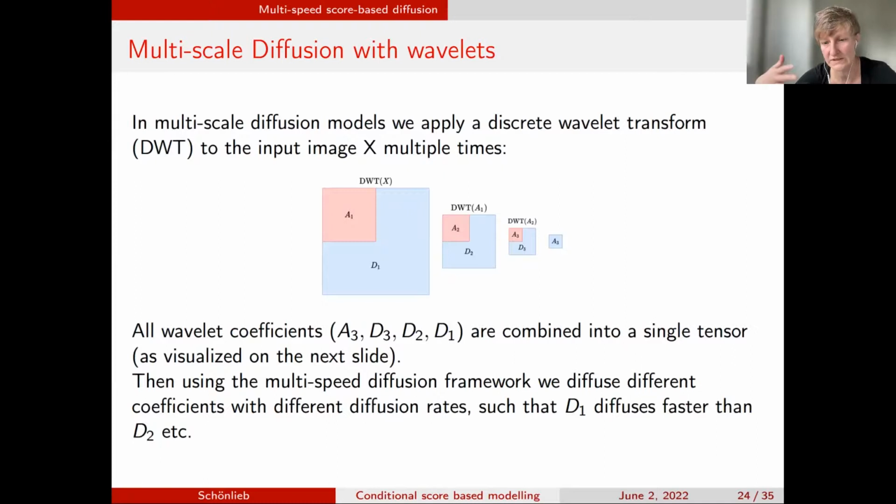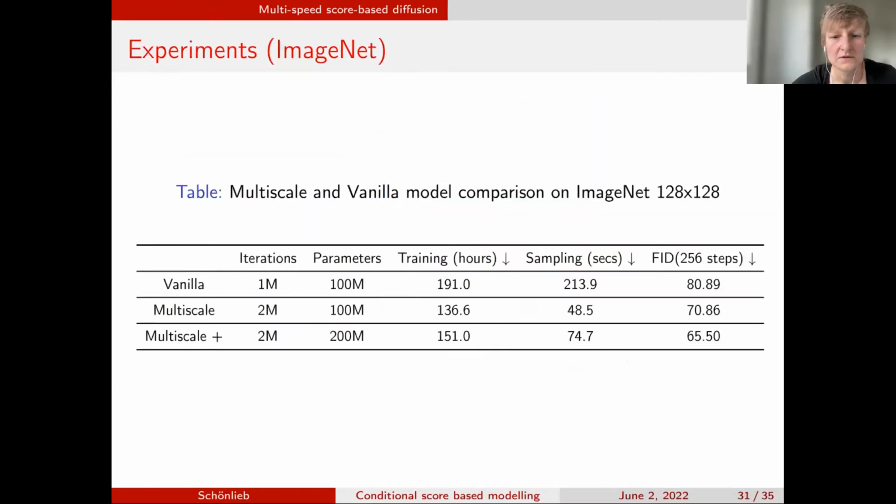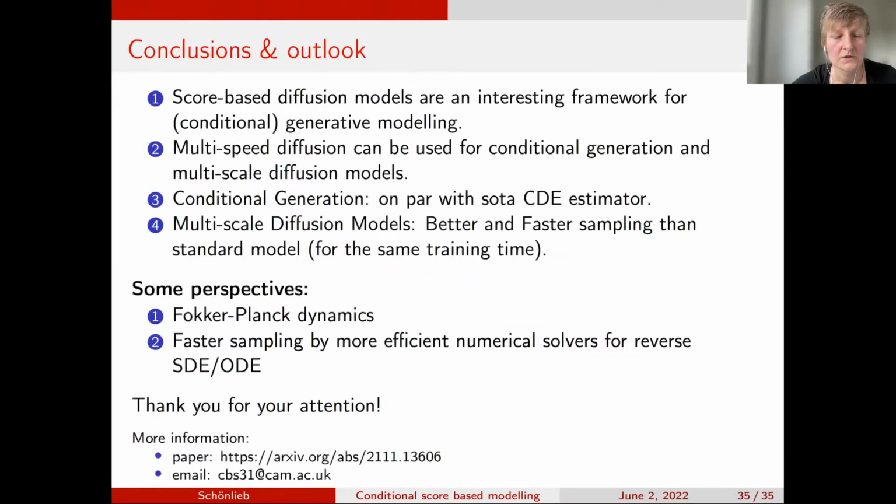And if you do this in a clever way, then you can actually save on sampling time. You can solve the reverse SDE quicker because you don't have to reverse diffuse everything for the same amount of time, but you can diffuse some bits faster, hence you're finished earlier. Okay, but let me just not talk about this and conclude.